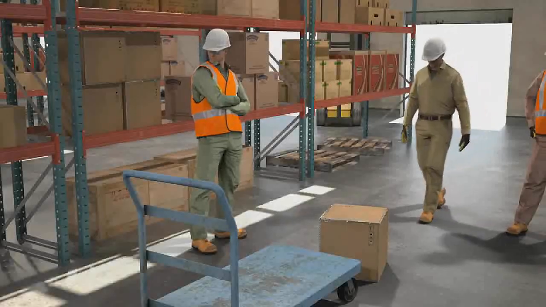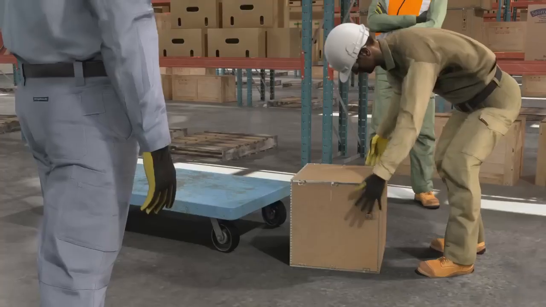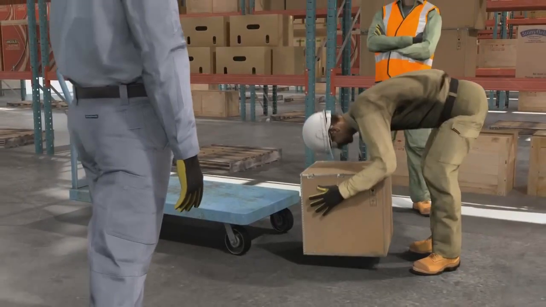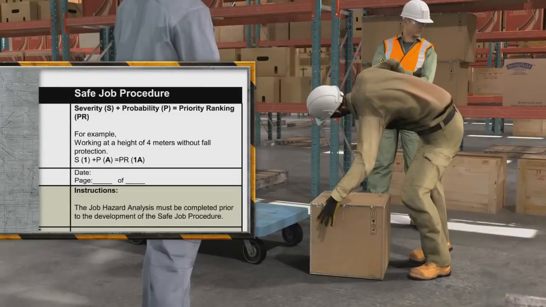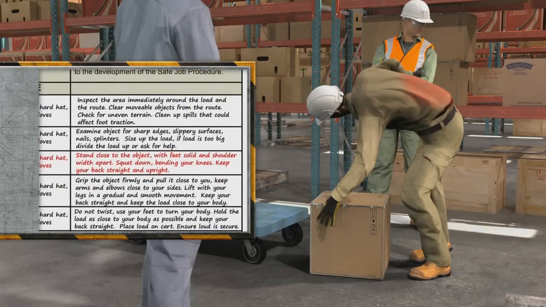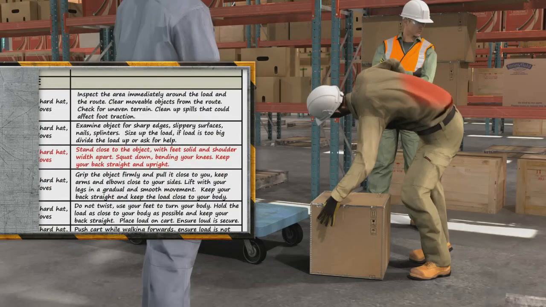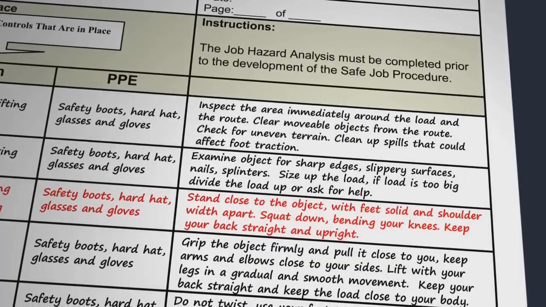A JHA is not only useful to communicate the hazards of a job, but also form the basis for safe work practices and safe job procedures. It also provides step-by-step training for new employees being taught how to do the job. Or, if an injury or illness occurs, a JHA can provide a starting point for any investigation and remind employees of safe operating procedures.